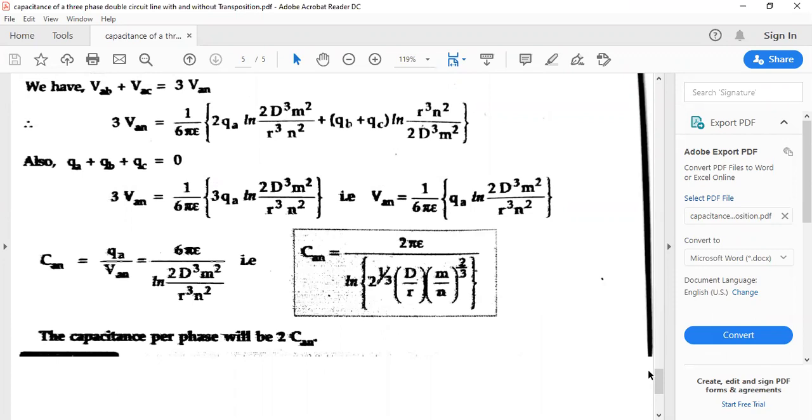You can take out the inverse of it. Later on, it will be 2d cube m square divided by r cube times n square. So CAN equals QA divided by VAN, which is 6 pi epsilon divided by ln of 2d cube m squared divided by r cube times n squared. So CAN you can find out easily. That's how we can find it. And the capacitance per phase will be 2 times CAN at the end. That's the end of the derivation.